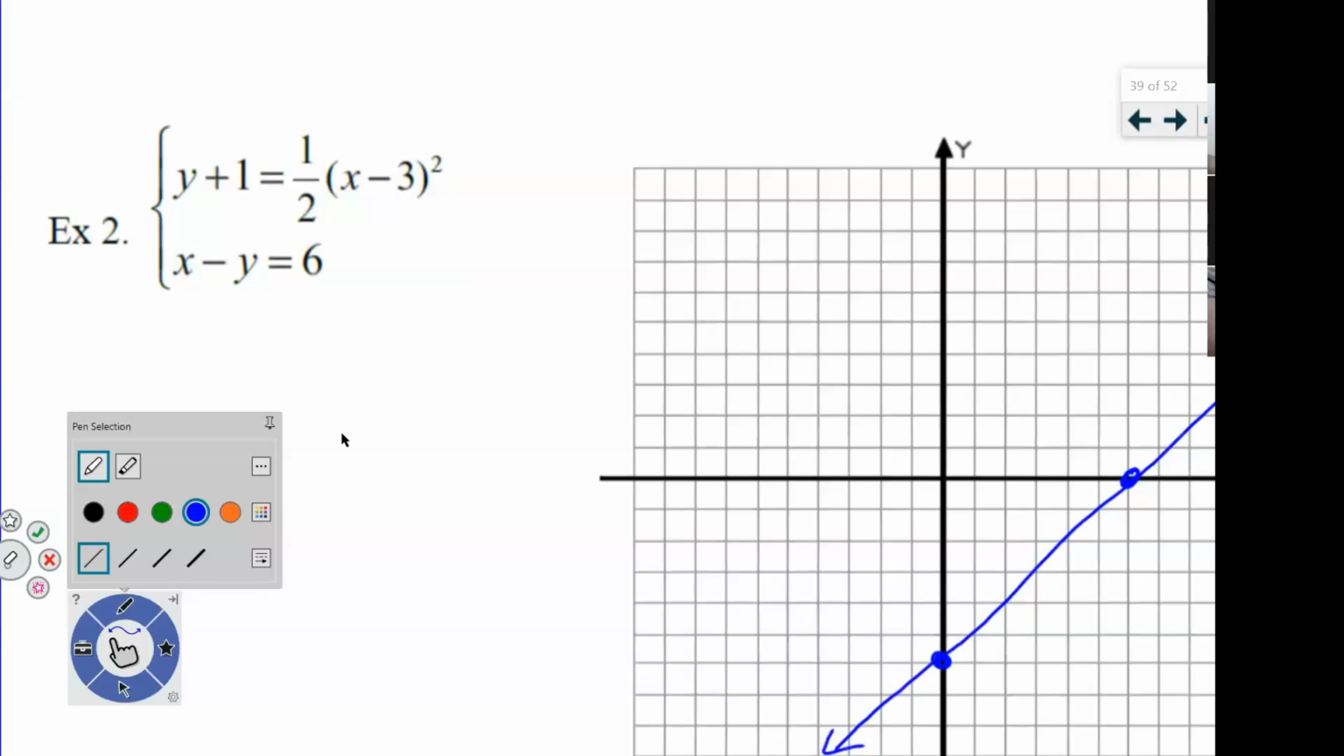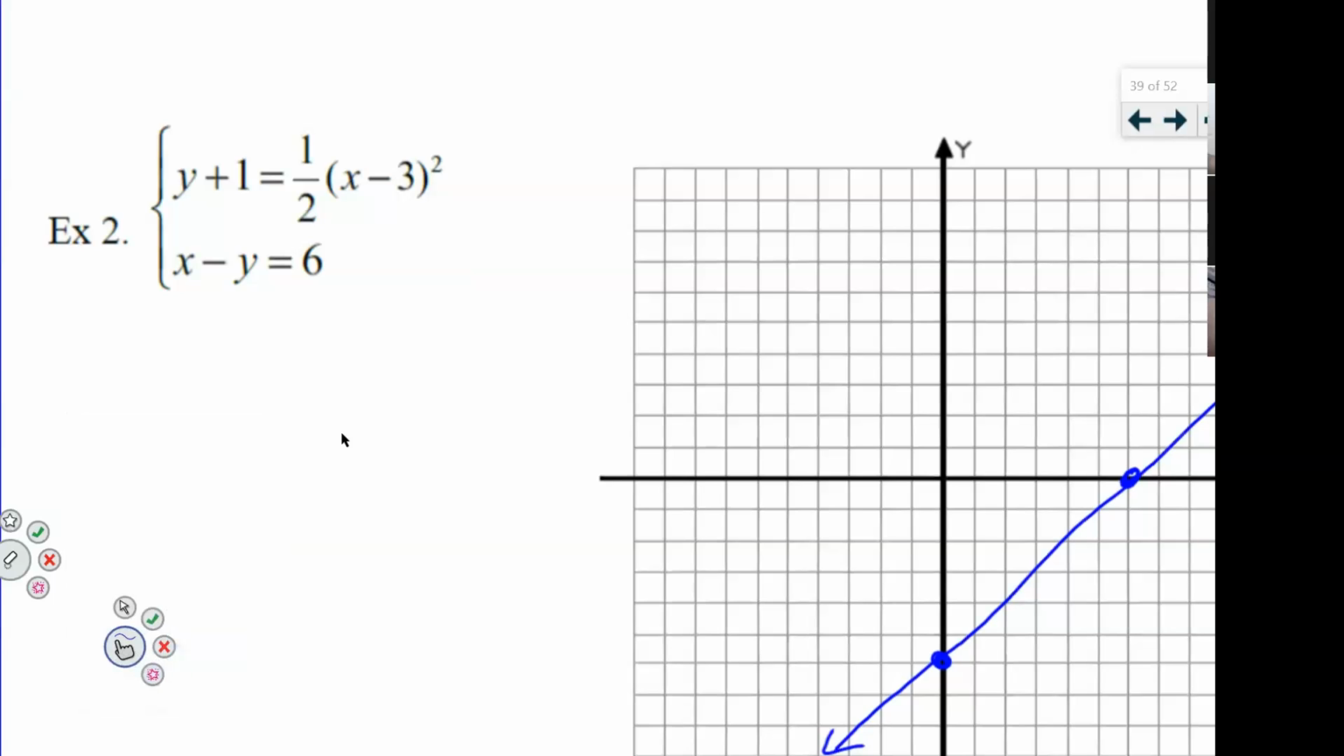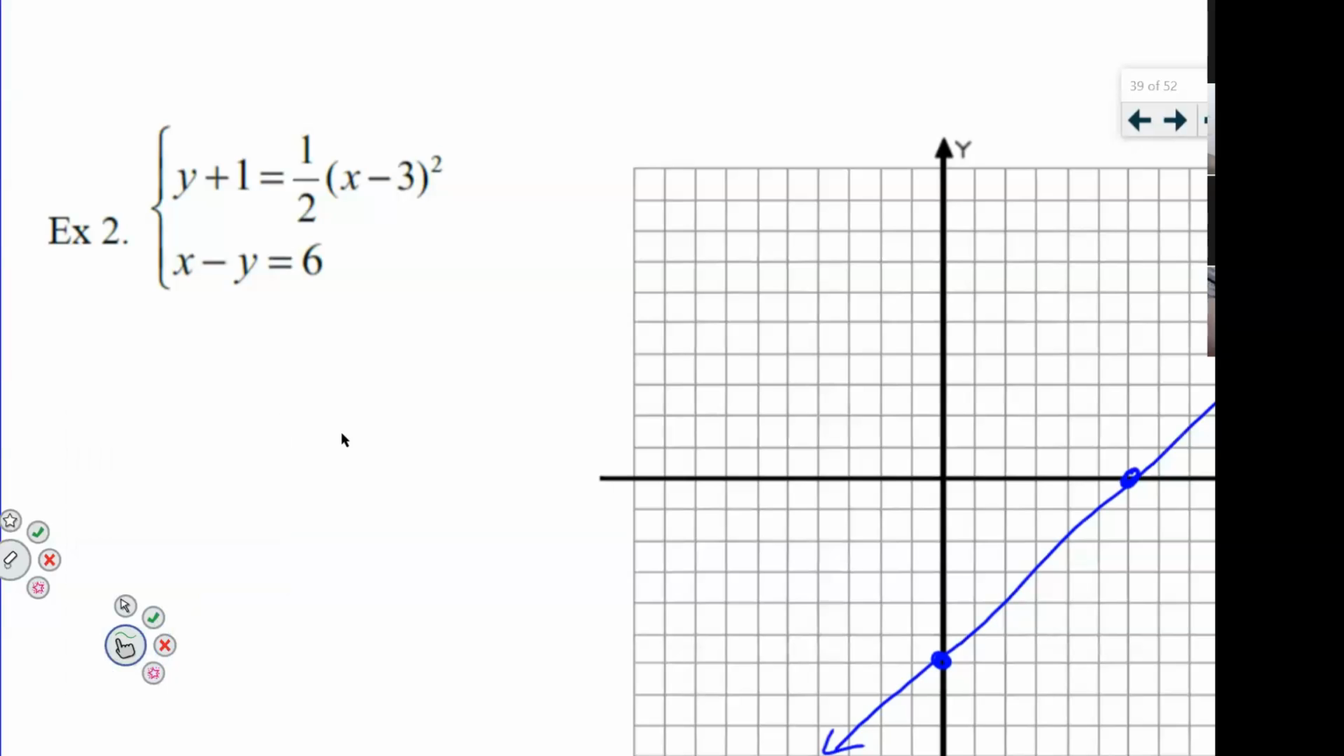I don't want to waste time trying to make my lines perfect. Okay, so now we're going to go ahead and focus on the top equation. The top equation, of course, y'all, is a parabola, but what kind of form is that in? It's nothing. So remember, that's not vertex form. It's almost vertex form. What would we do to make a vertex form? Yeah, just push the 1 over.